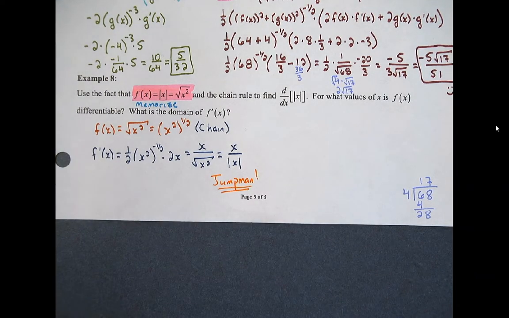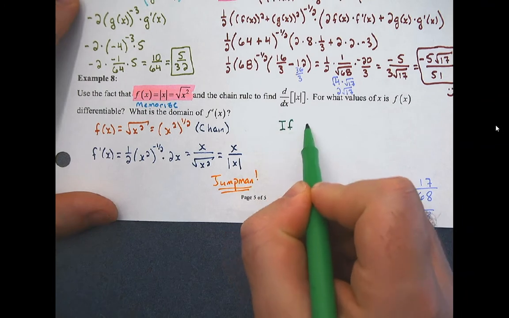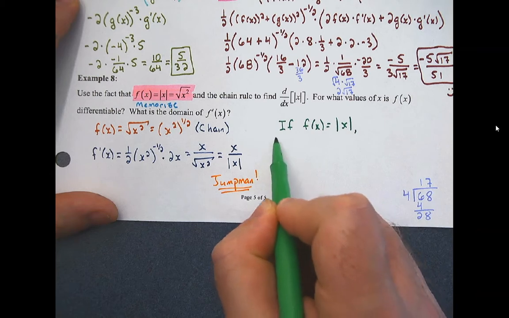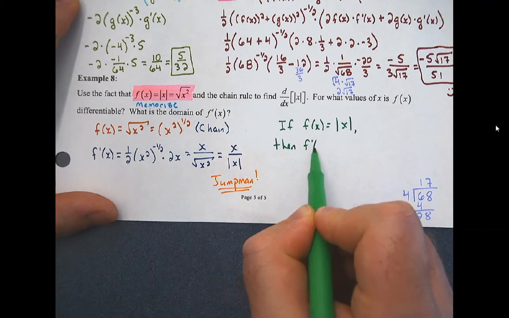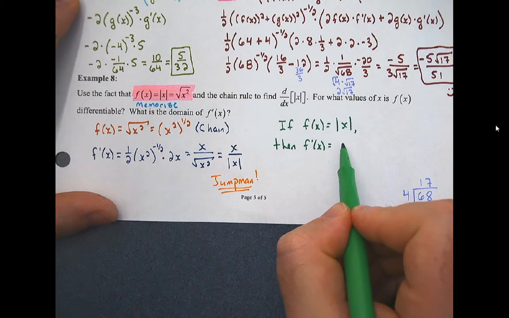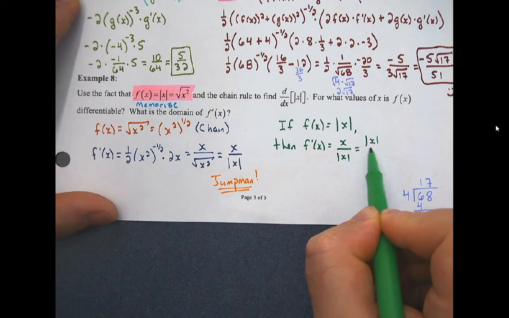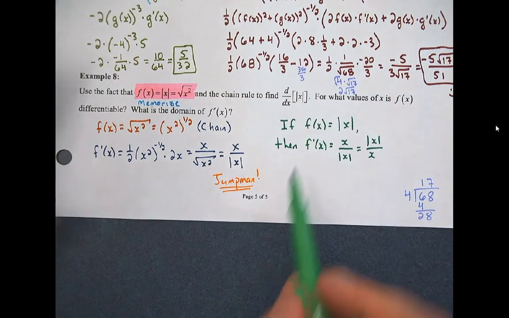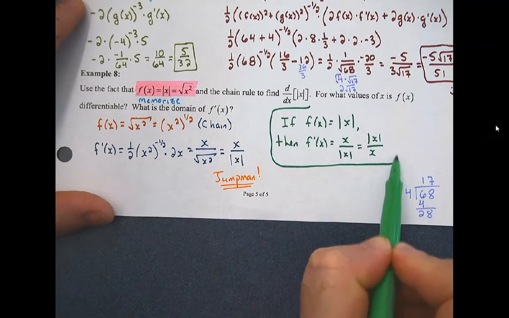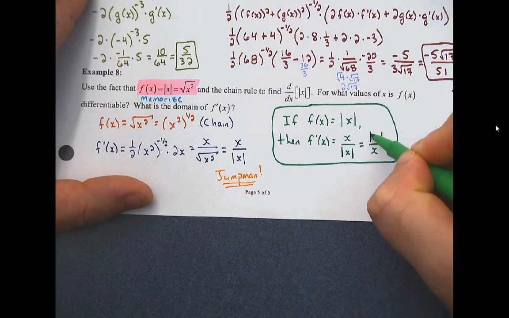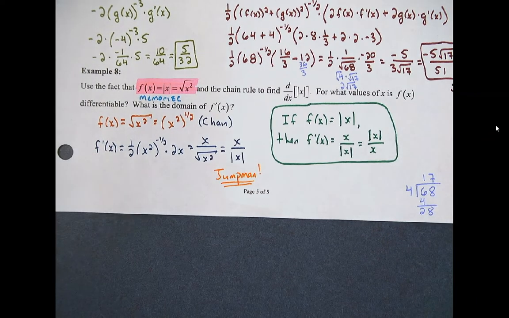If f of x equals absolute x, then f prime of x is equal to x over absolute x, which is the same as absolute x over x. Jumpman. Pretty cool. Pretty cool. So the derivative of absolute value, Jumpman. All right, so that's it for today, or for section 2.6. Good luck on the homework.